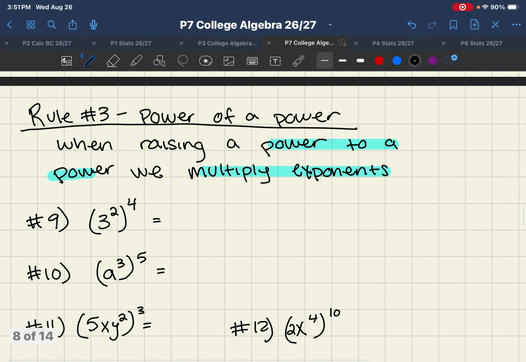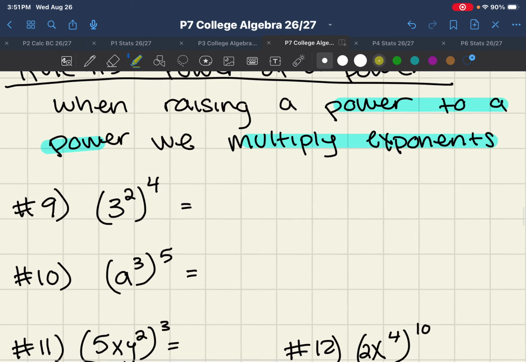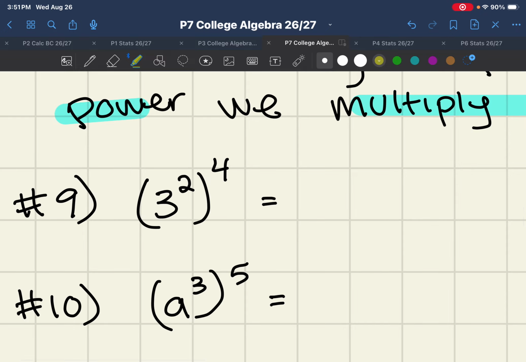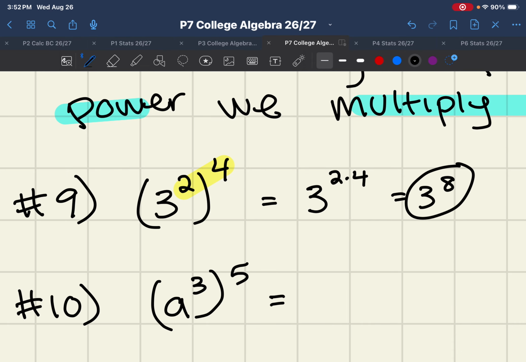Rule number 3, power of a power. It says when raising a power to a power, we multiply exponents. So notice on example 9, this is 3 squared to the power of 4. Power to a power, we multiply those two numbers. So this becomes 3 to the power of 2 times 4, which is 3 to the 8th power.